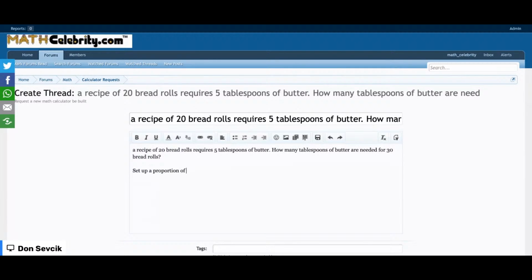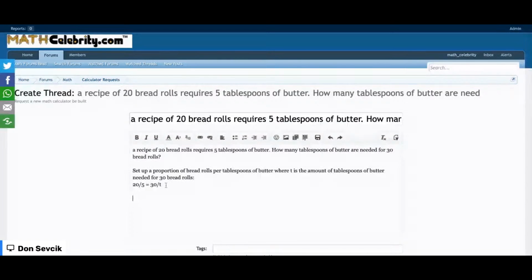So set up a proportion of bread rolls per tablespoon of butter, where T is the amount of tablespoons of butter needed for 30 bread rolls. We're told 20 bread rolls requires 5 tablespoons of butter. Since we scale proportionally, we have 30 bread rolls needs T tablespoons of butter.